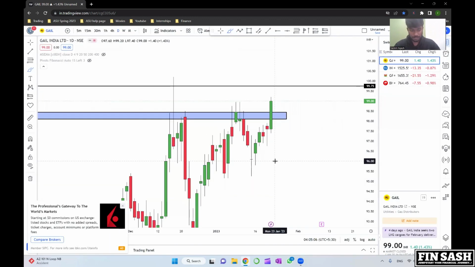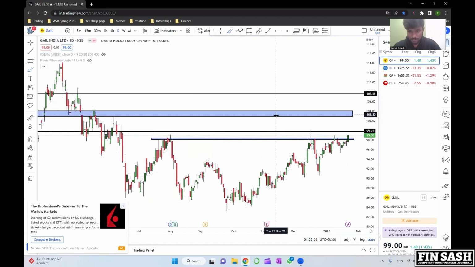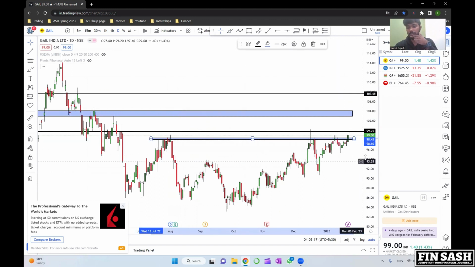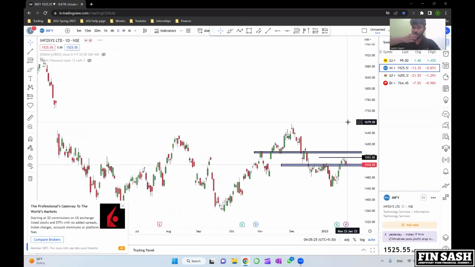And my target can be, this is my first target, and this is my second target. And it should break out from this level. And it will take retest from 99.75. And then you can take up the trade.